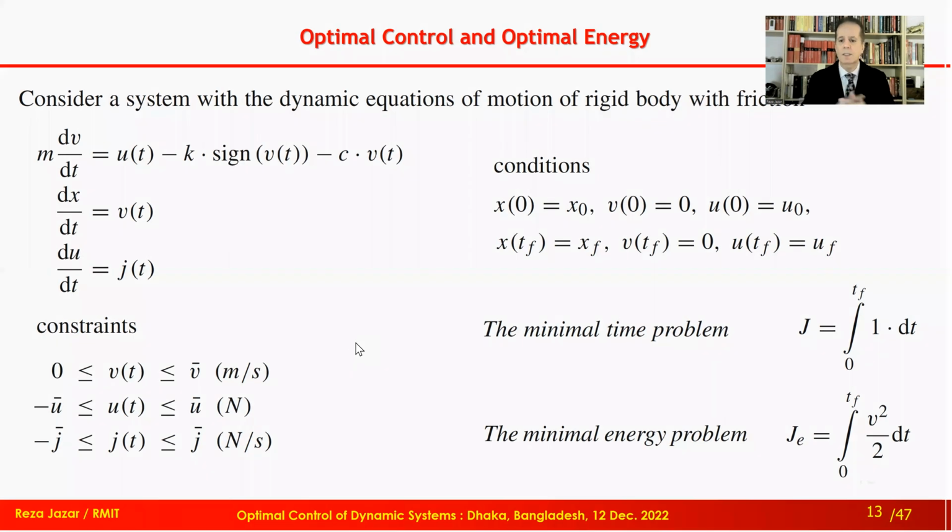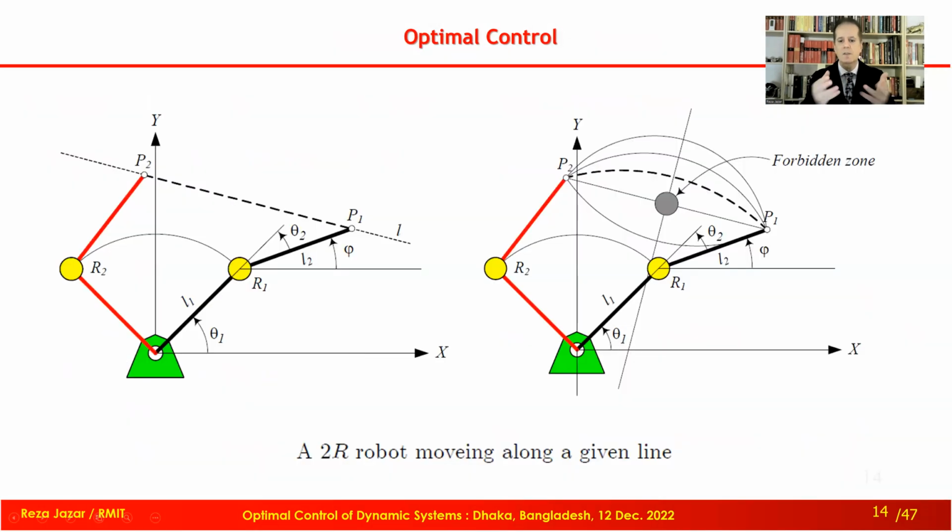Okay. As an example of a dynamic system, let's assume that we are talking about a 2R robot. 2R robot means a robot with 2 revolute joints. For a revolute joint, the abbreviation is R. So we call it 2R, where 2 is the number 2 and capital R means revolute joint.